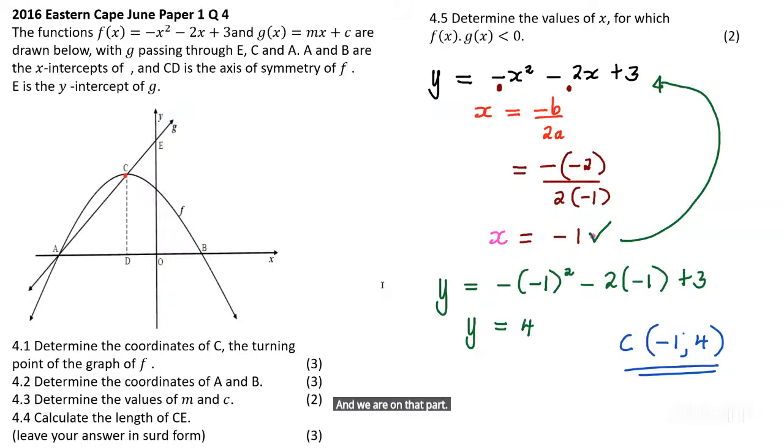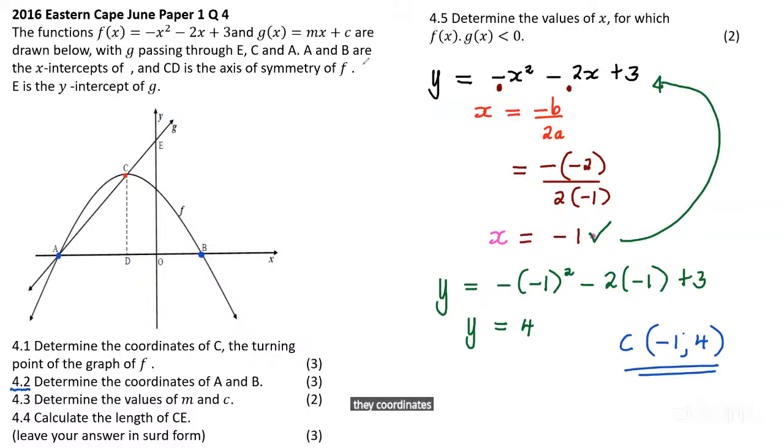All right, perfect. I'm ready for 4.2, step by step. 4.2: Determine the coordinates of A and B. A and B are x-intercepts, and I want to determine the coordinates.